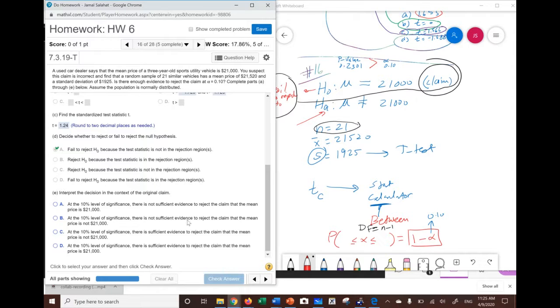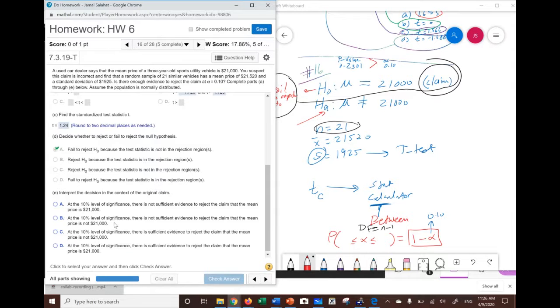In part B, it says there is not sufficient evidence to reject the claim. What is the difference between, let's look at C. C says there is sufficient evidence to reject the claim, which is not true. And D is also false because it says reject the claim. We're not rejecting the claim. So we have to choose between A and B.